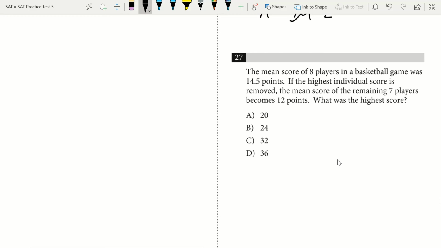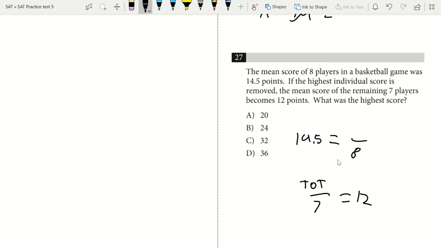Question 27. The mean score of 8 players in a basketball game was 14.5 points. Right, so I got 14.5. It's going to equal my total over my 8 players. And now, if the highest individual score is removed, the mean score of the remaining 7 players becomes 12 points. What was the highest score? All right, so 7 players, they scored an average of 12 points.